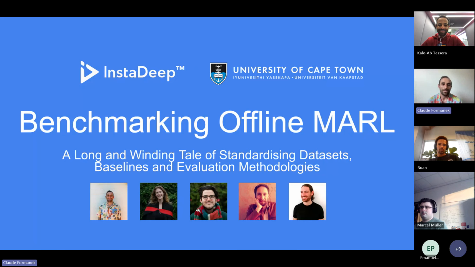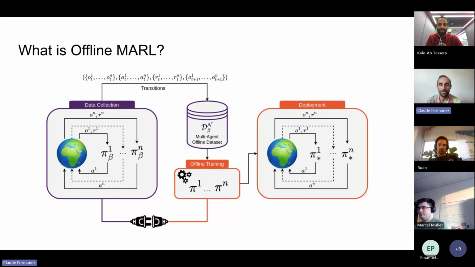So this is going to be a sort of long and winding tale of how we've worked towards standardizing datasets and baselines in the field of offline MARL. Just a quick primer first on what offline MARL is. This is a diagram which should feel a little bit familiar to anyone who's worked in multi-agent RL or RL in general, with a few details that are important.